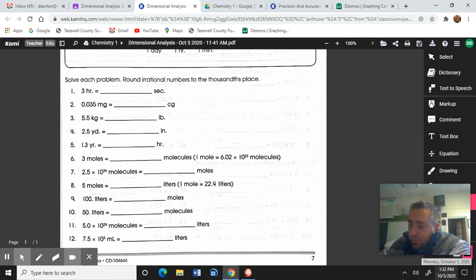Let's do moles. Number 6. That's a good example to use because we'll be using that extensively once we get to stoichiometry. And let's do 8 molar volume. 5 moles.